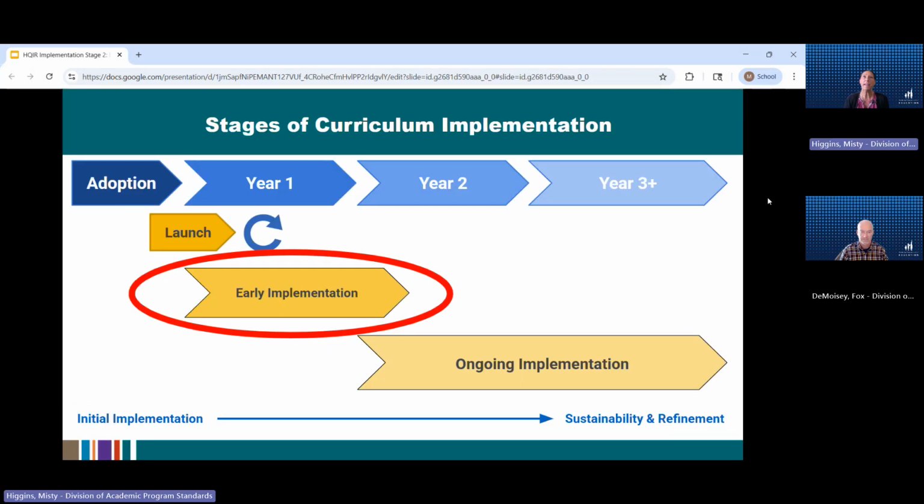This slide shows how KDE is delineating the stages of effective curriculum implementation. Each of the 3 stages plays an important role in moving towards sustainability and refinement, and today we're focusing on early implementation, which is going to occur during that first year of use, often extending into year 2, as we are seeing with many districts here in Kentucky and nationally as well.